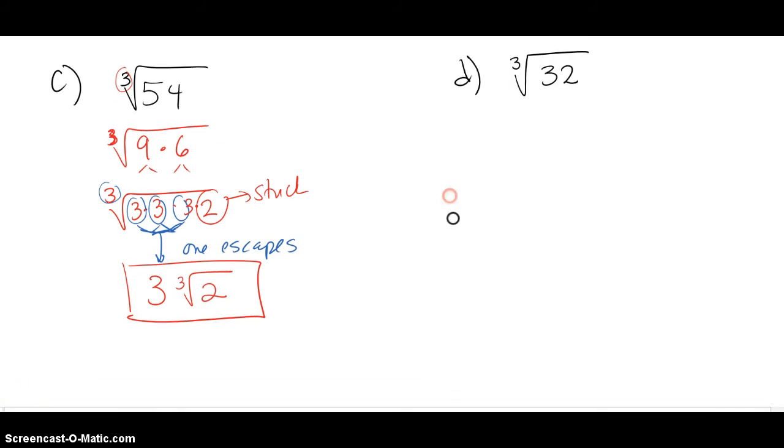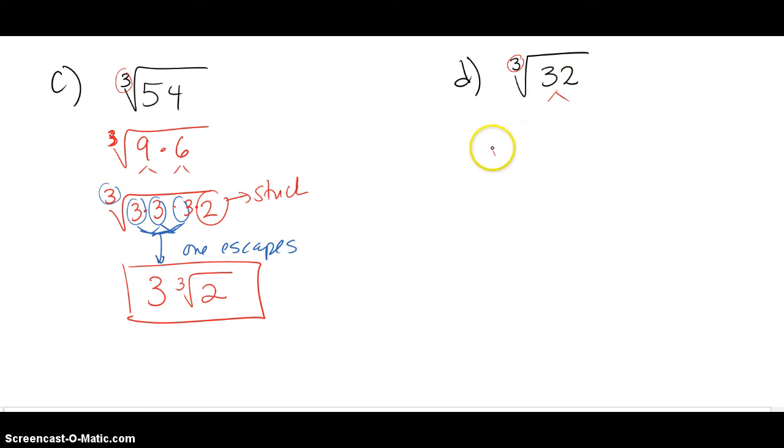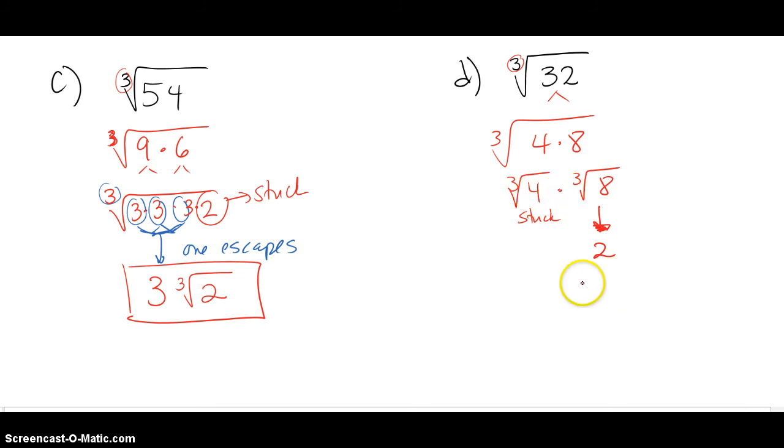Again, let's look at another cube root. So for cube root of 32, we're just going to break 32 up as maybe like 4 times 8. And then this 8 is actually a perfect cube. If I split it into 2 separate ones, this is going to escape as a 2, and this one is stuck because I only have 2 2's. So my final answer will be a 2 outside and a cube root of 4 left in the answer.